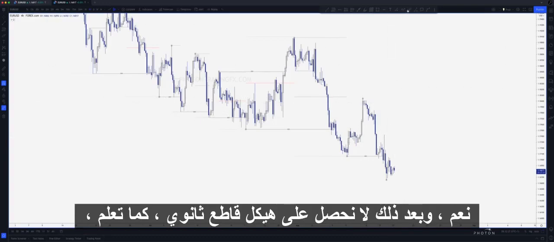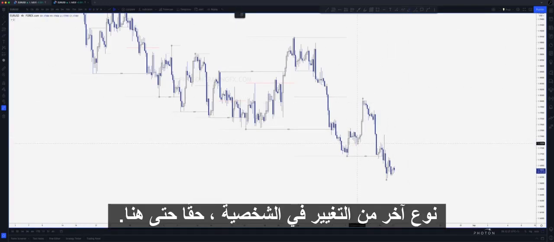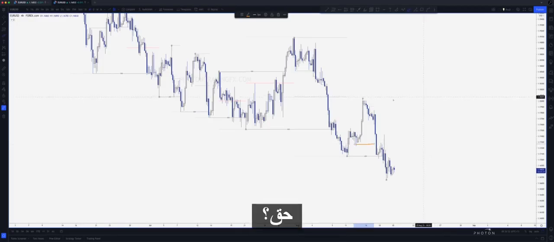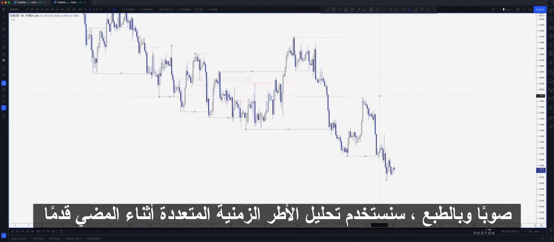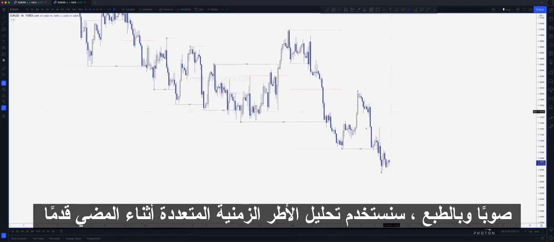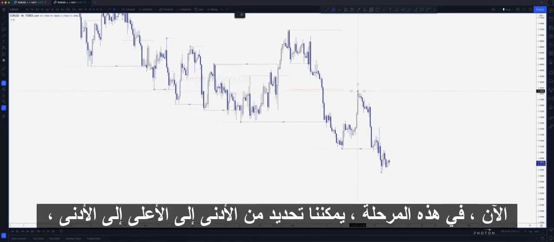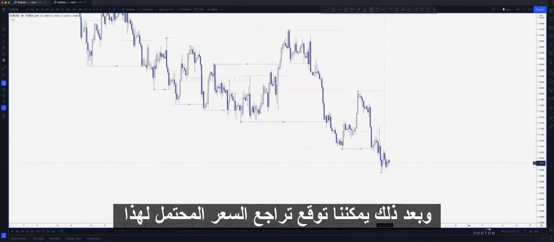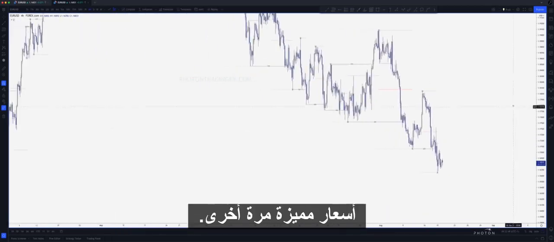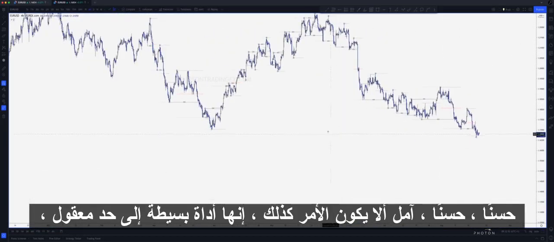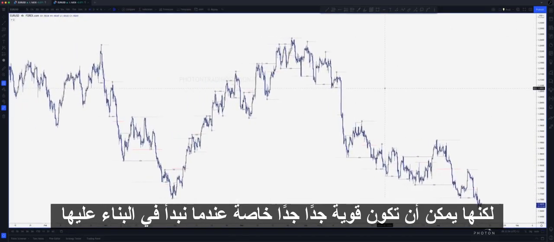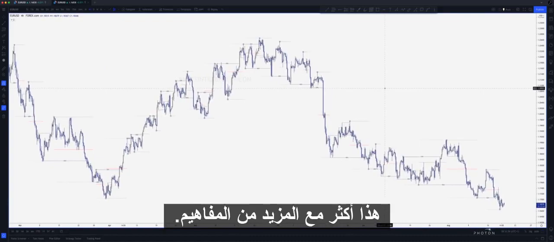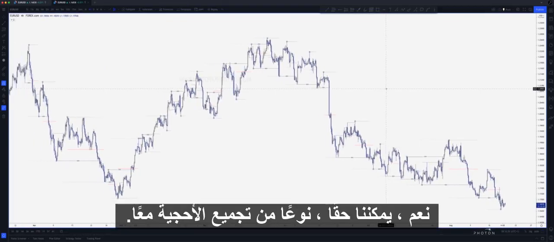Yeah, and then we don't get a minor break of structure, another kind of change of character really, until down around here, right? But you can look at the substructure breaks and so on and so forth. And of course, we'll be using multi-time frame analysis as we go on, and then we get another break of structure. So now at this point, we can mark out the low to the high to the low, right? And then we can expect potentially price to pull back up to those premium prices again. Okay, so hopefully it's a reasonably simple tool, but it can be very, very powerful, especially when we start to build on this more with more concepts, and we can really piece the puzzles together.